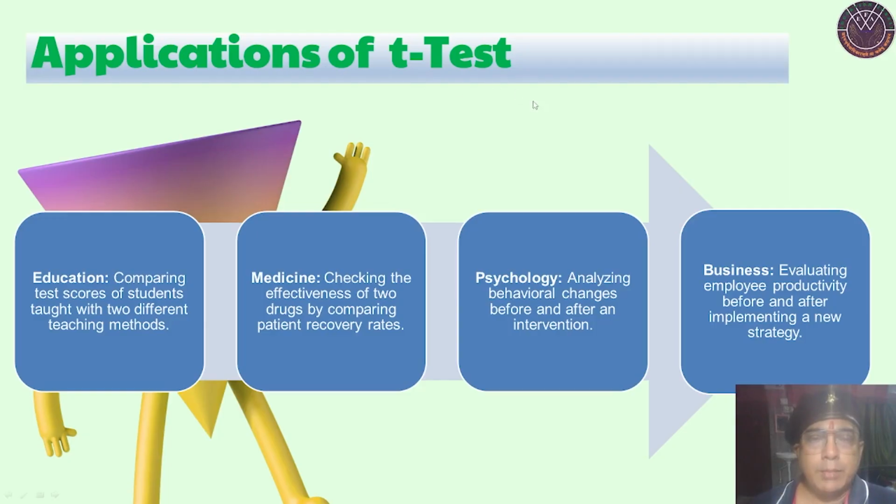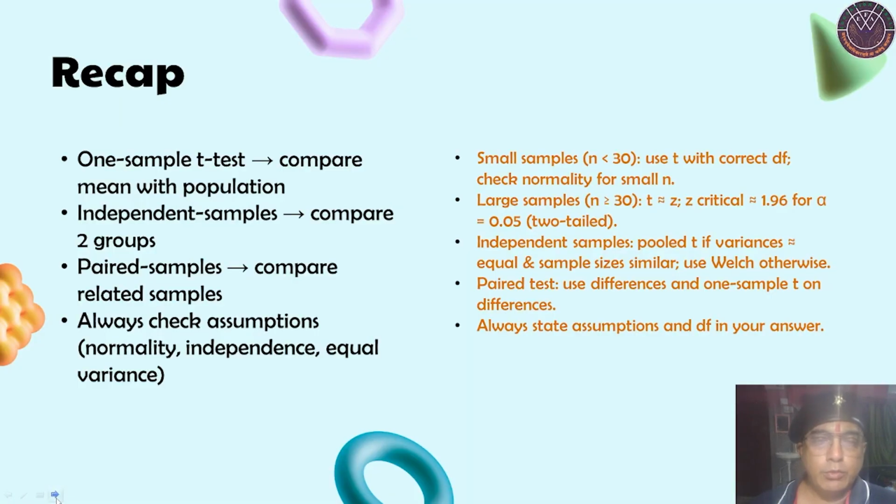Now what are the applications of t-test? It is used for comparing test scores of students taught with two different teaching methods, that we have already seen. In the world of medicine, checking the effectiveness of two different drugs. In psychology, analyzing behavioral changes before and after the intervention, which is a paired sample t-test. And in business, evaluating employee productivity before and after, here also you can take the example of paired sample t-test. So in this way you are using this.